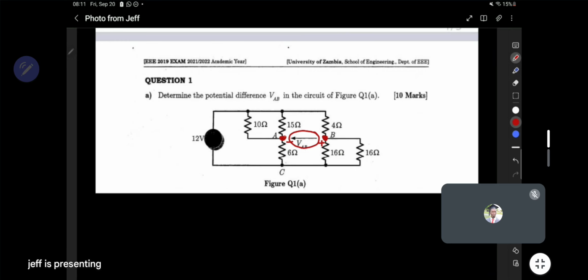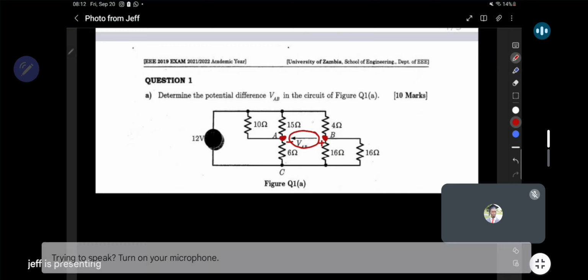So if it turns out that A is actually at the higher potential and B is at a lower potential, then the voltage VAB will be negative. But if B is at a higher potential than A, then it's going to be positive. If A turns out to be at a higher potential than B, then our answer for VAB will be negative. But if B turns out to be at a higher potential than A, then our answer is going to be positive in that case.